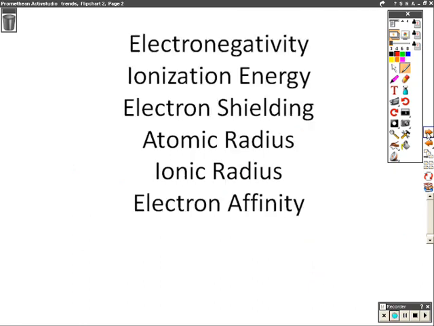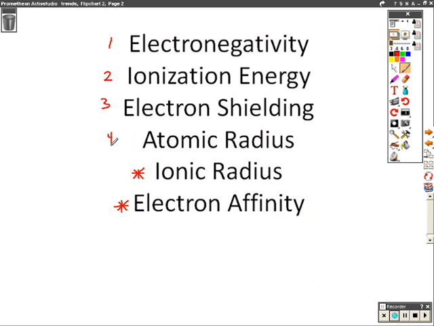I just kind of threw this together real fast, so these are your key vocabulary words: electronegativity, ionization energy, electron shielding, atomic radius, ionic radius, and electron affinity. We're going to come back to this later. I may or may not get to that in this podcast. These key vocabulary words 1, 2, 3, and 4 are the nitty-gritty of what's going on in electronegativity and periodic trends.